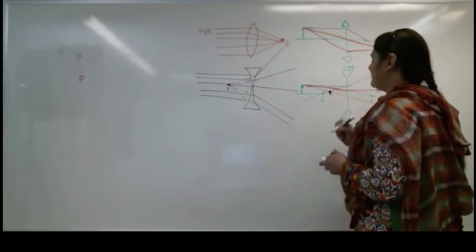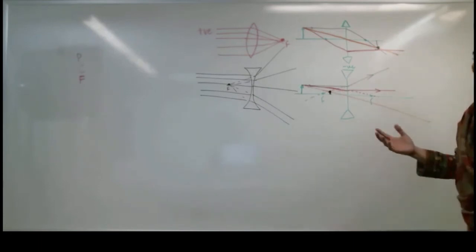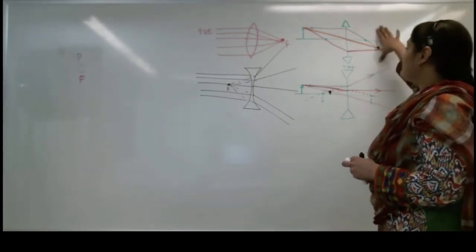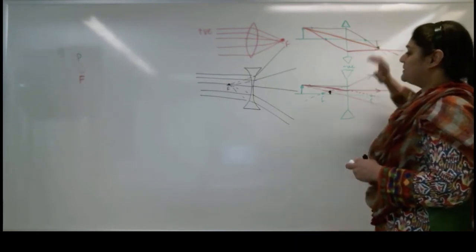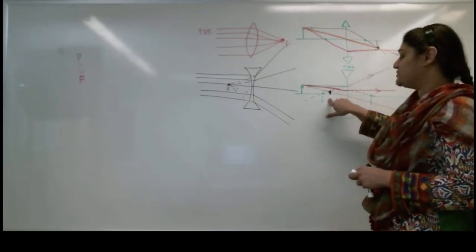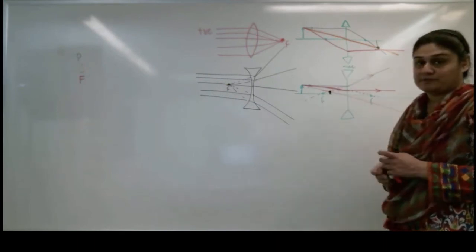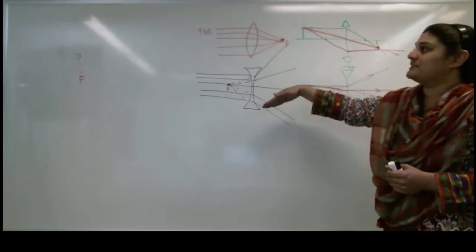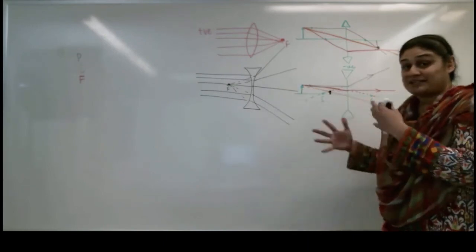Sort of, right? Of course, they're not drawn to scale, but the first one is going to be a real image. It's inverted, it's real. You can put it on a screen. This one is going to be a virtual image. It's upright and it's virtual. So this is how you deal with positive and negative lenses. You may have to practice this a little bit.